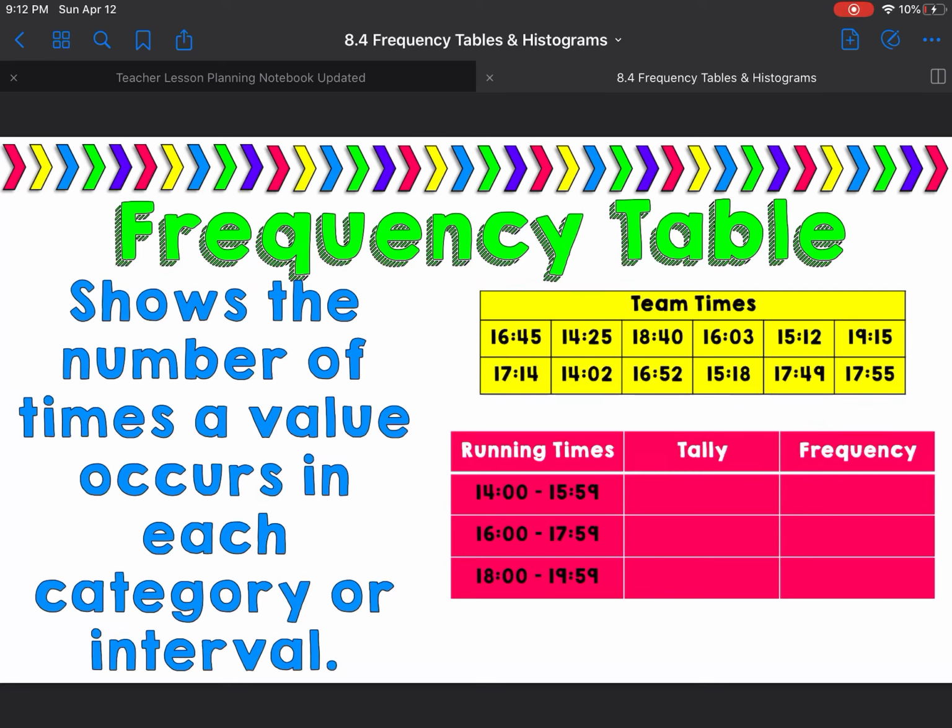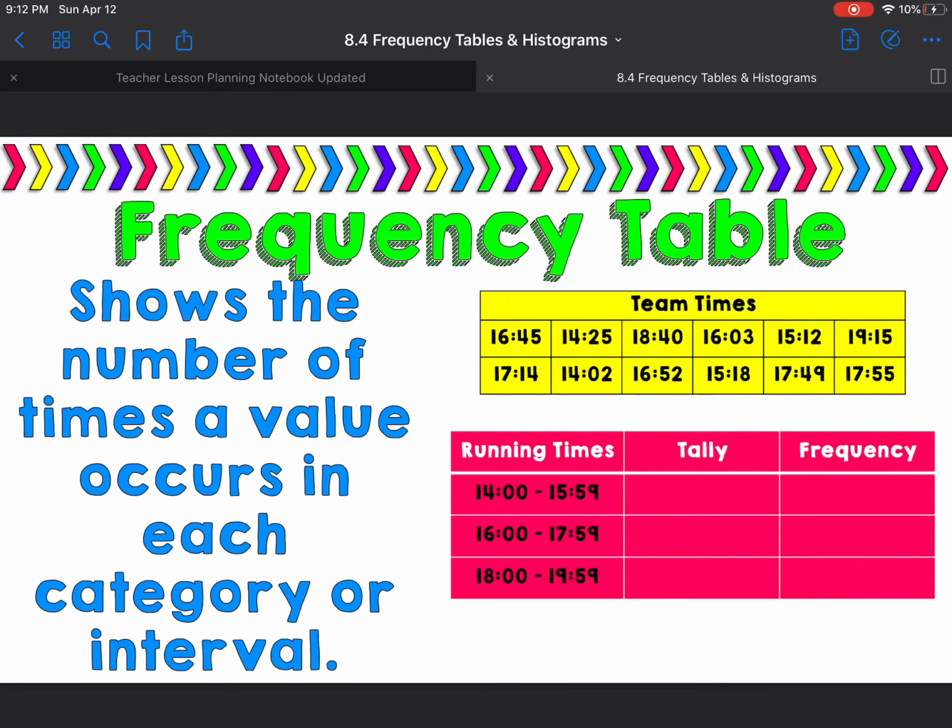Now, when you're making frequency tables, it's important that you don't have too little time or too much time. You want a good general idea of your different times. So a good thing you can do is look for your smallest time and your biggest time and kind of round. Our smallest time here is 14 minutes and 2 seconds, and our biggest time is 19 minutes and 15 seconds. So we'll round 14:02 down to 14 minutes, and we'll round 19:15 up to 20 minutes.